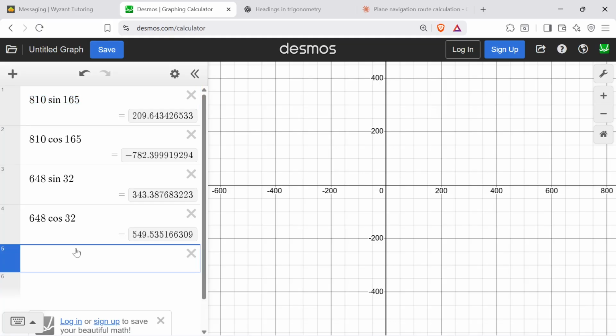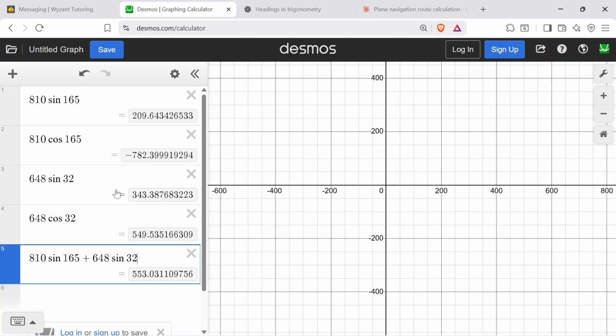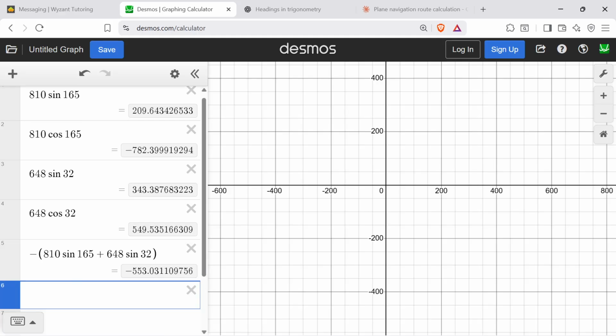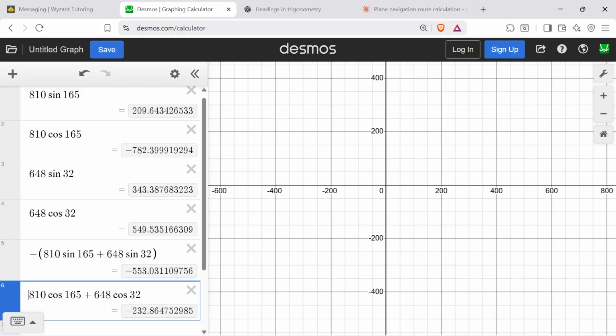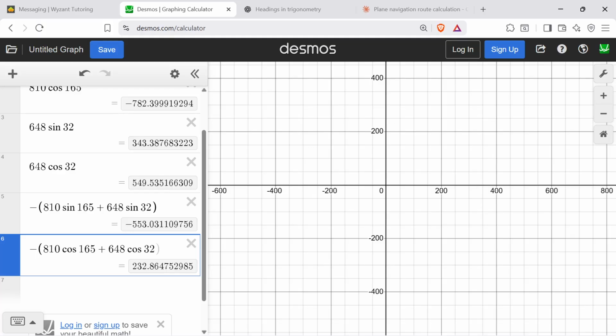So I'm going to do this plus this. I'm going to add the x components, and that comes out to 553. So for the return trip, it's going to be -553. I'll put a negative in front of it because I want the return trip. And then I'm going to add the y's to get the y component of the vector. And then I want the negative of that, because it's the return trip. So this is negative 553 for x and 232 for y.